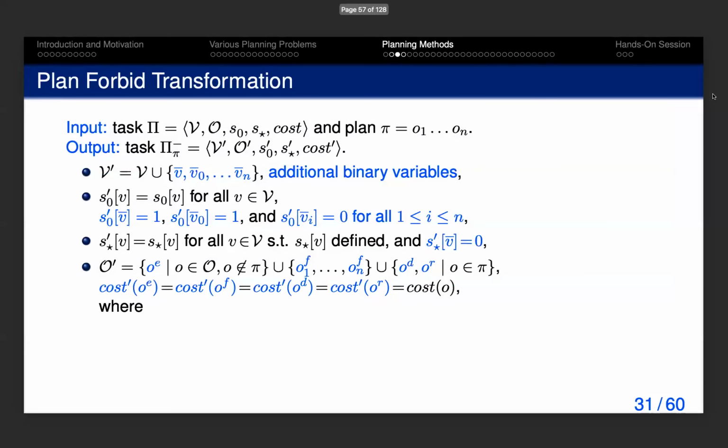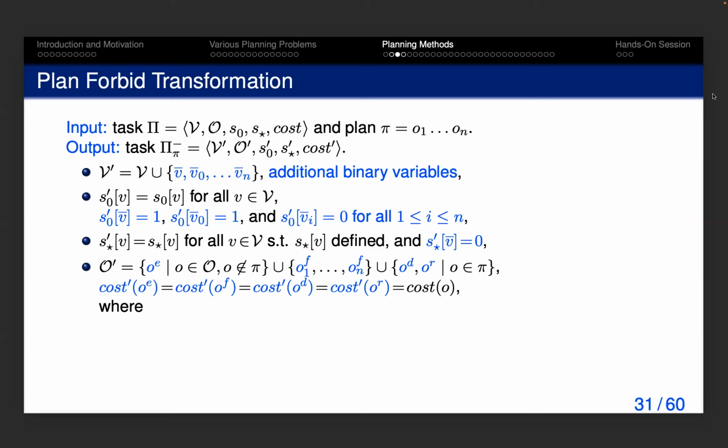So I will not introduce all of these, but I will introduce one. I will take you through the simplest of these transformations. It's not that complicated. I will show you exactly what it does. The black parts are the original task, and the blue parts are the additions.